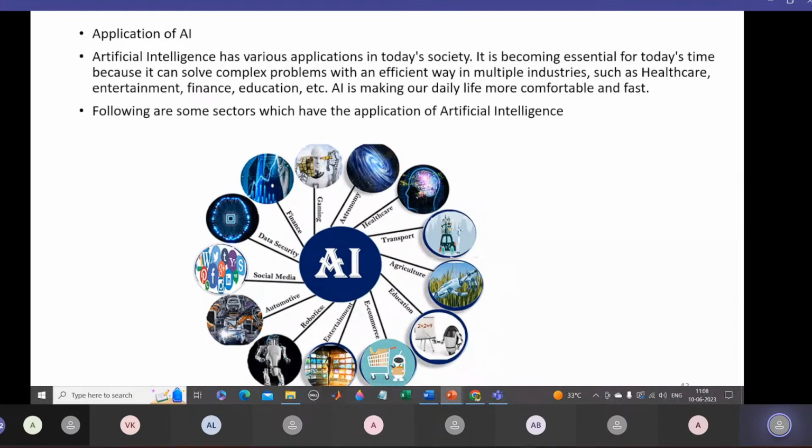Yes, we have finance, gaming, astronomy, healthcare, transport, agriculture, education, e-commerce, entertainment, robotics, automotive, social media, data security. All those things are the application areas of AI. Can anyone suggest some applications of AI here? Either from this list, how you are going to have the applications of AI in these areas, or any other new areas where you can find the application of AI apart from this. Just 2 minutes. We'll have a discussion on this.